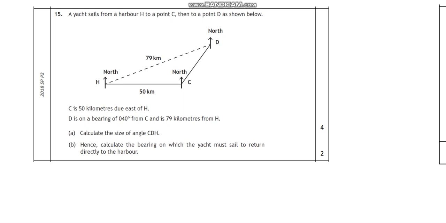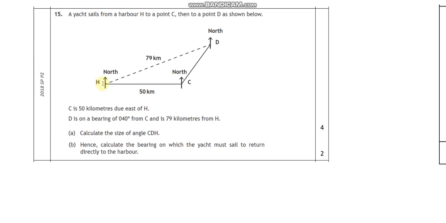Like I said, I'm not totally sure if this is still in, but it did used to be in, and it's a good way just to challenge yourself a little bit. So lots of words. Let's have a quick read. So a yacht, impossible to say, another impossible to spell word, yacht. So it sails from a harbour H to point C, and then to point D shown below.